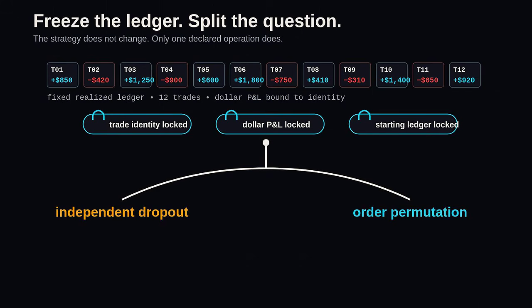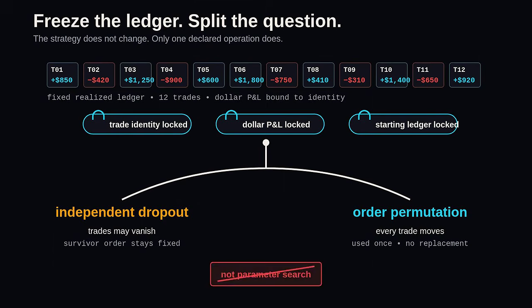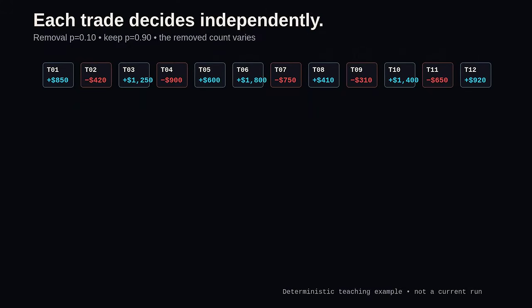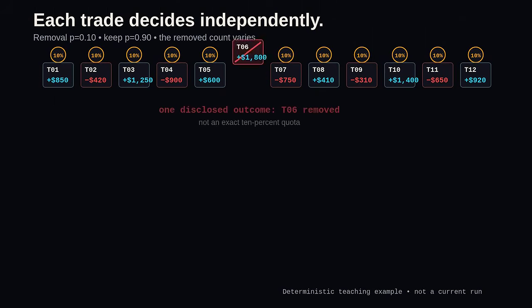In the dropout stress, every realized trade faces its own coin flip. In this implementation, each trade has a 10% chance of removal and a 90% chance of staying. That does not mean exactly 1 in 10 disappears every trial. One trial may remove none, another may remove several. Survivors keep their original relative order, rebuild the equity path, and both terminal P&L and drawdown can change. This asks whether the result leans too heavily on particular trades.